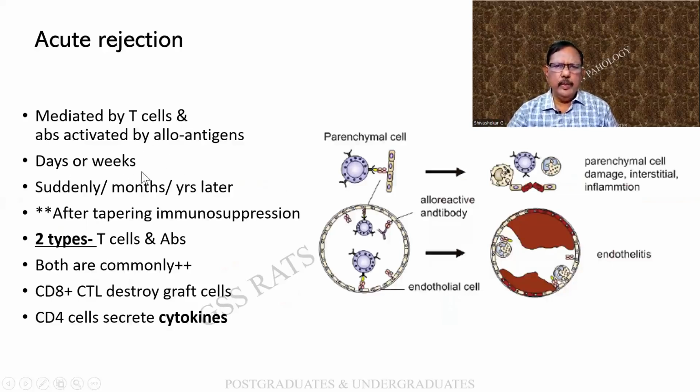It occurs in days or weeks. Hyperacute is within hours. It can occur suddenly, months or even years later. After the tapering of the immunosuppression, again, a rejection can come into force. There are two types actually, and both are commonly present. One, as I told you, the CD8 T cells, or the CD4 cells, because they secrete the cytokines. So this is what the people are seeing.